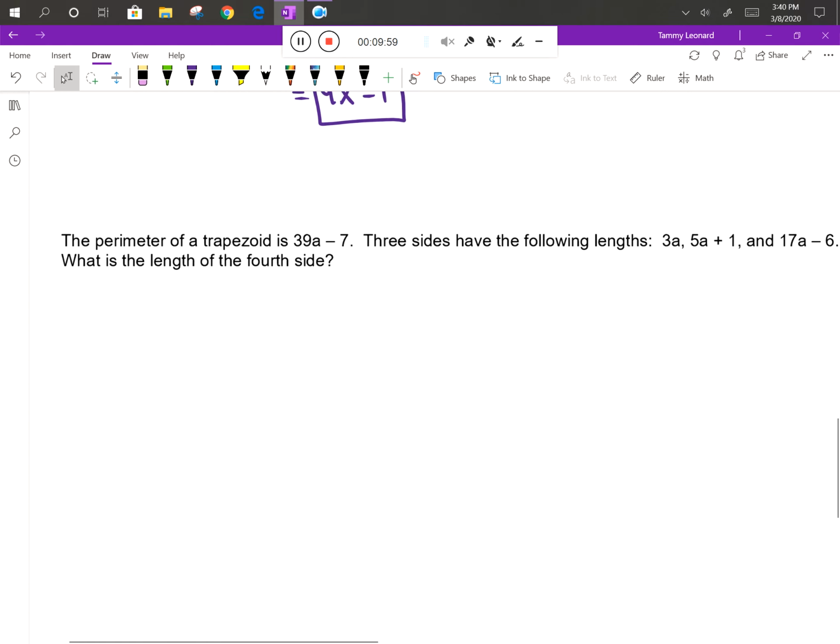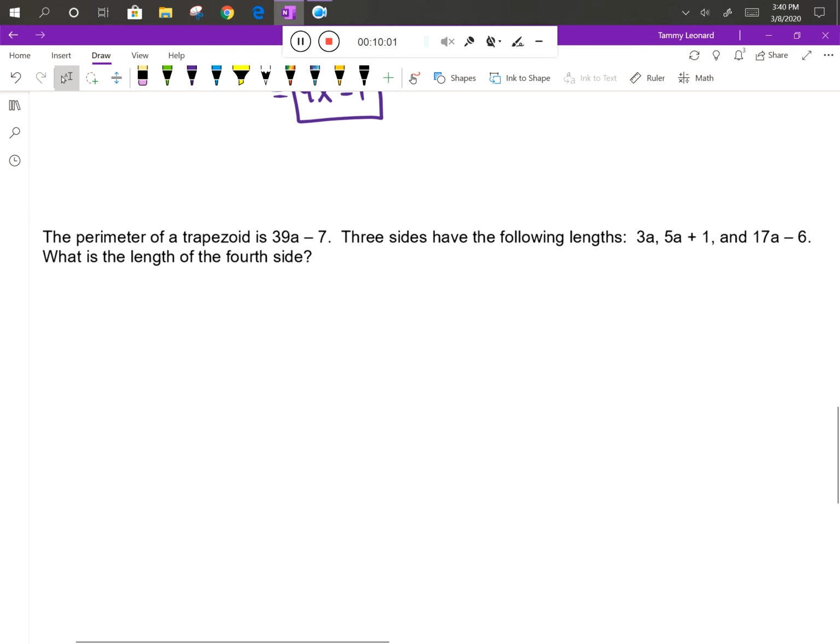Similar problem here, except we're talking about a trapezoid. We want to remember that a trapezoid has 4 sides. It says the perimeter of a trapezoid is 39a minus 7. 3 sides have these lengths, 3a, 5a plus 1, and 17a minus 6. What's the length of the 4th side? Notice this is exactly like the triangle problem, just with more sides.